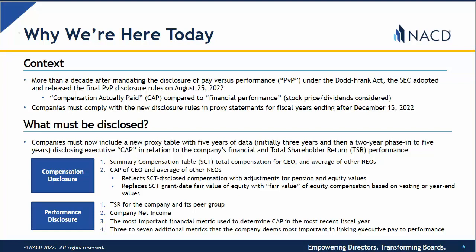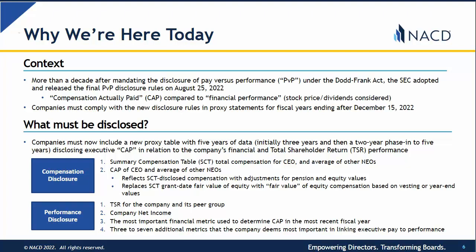And so for these new tables, what they will include are compensation specific to a CEO and compensation that is an aggregate of all other NEO compensation. And that will happen over 5 years, which is longer than our summary compensation table disclosure. It reflects our compensation actually paid, which we'll cover in detail soon, summary compensation table numbers, which are adjusted for equity values and pension values.